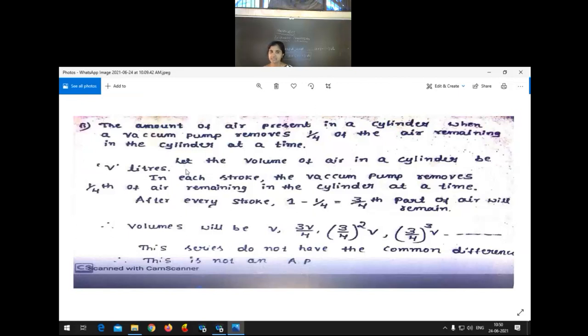But to begin, let the volume of air in a cylinder be V liters. First, the cylinder is completely filled. So the volume of air present in the cylinder, we have to take it as V. Now it is completely V liters of air present in the cylinder.